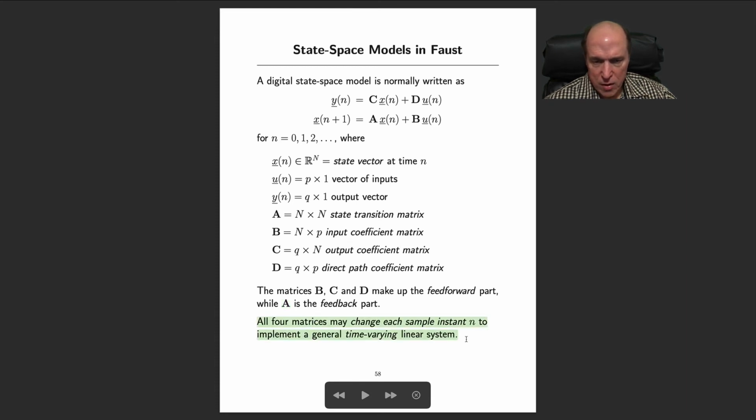And a really important point here is that all 4 of these matrices can change every sample. So this is a very general implementation of time-varying linear systems. We're still constrained to linear because of this structure here. So the output is a linear combination of state variables plus a linear combination of inputs, and the state update is a linear combination of the current state plus a linear combination of inputs. So we're staying within the space of linear systems, but it can change every time instant. We're also staying within the realm of causal systems. So we still have no ability to predict the future here. So we're dealing with linear, time-varying causal systems of any type.